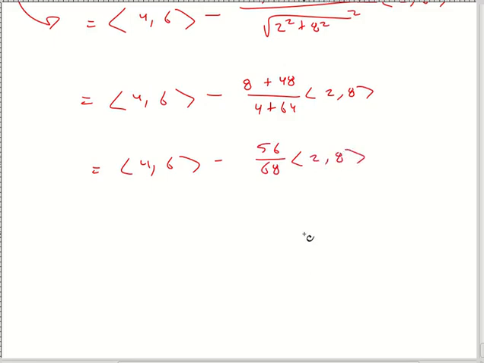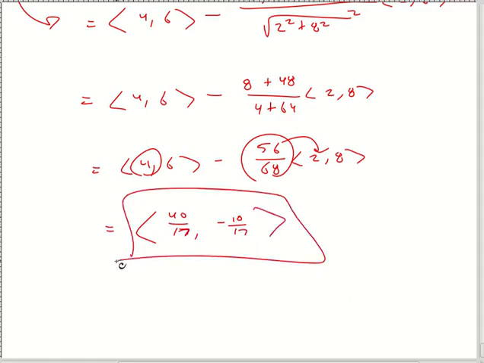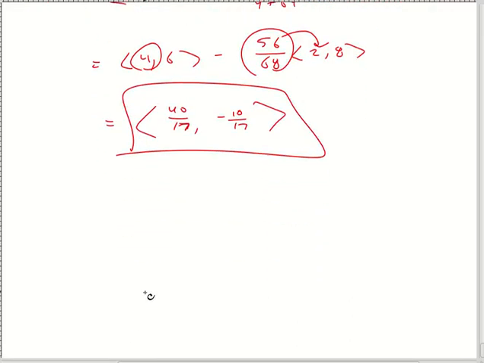What did I do here? I just used calculator. I mean, when I say I'm using calculator, I'm not putting this whole thing in. I'm saying 4 minus this guy times the 2, you know? And so I came up with 40 over 17, and then a negative 10 over the 17. There you go. All right. One last question. Almost there.